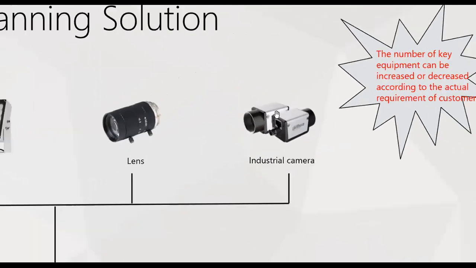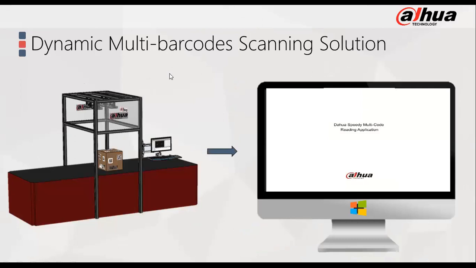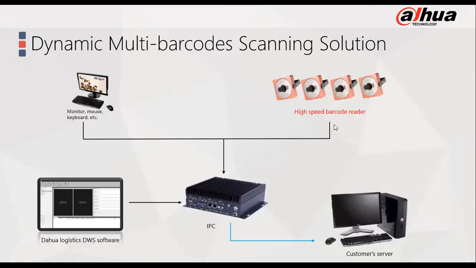Some of the applications include this logistic solution, where we do things like static barcode scanning. We also have the dynamic multi-barcode scanning solution. The products for the dynamic multi-barcode scanning solution include, of course, the interaction side for the user, that is the computer. Then we have the high-speed barcode readers, so we provide high-speed barcode readers for that side.